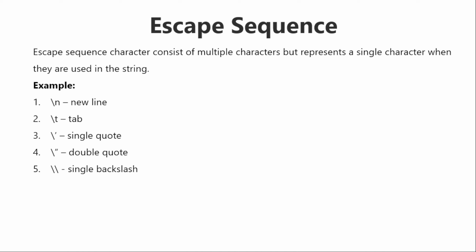I've explained them within 5 examples here. These are the commonly used escape sequence characters: slash n, slash t, backslash with single quote, backslash with double quote, and a double backslash. If you want to print a new line, you can use slash n. If you want to create a tab space, you can use slash t. If you want a single quote, you can use backslash and single quote. If you want double quotes, you can use backslash and double quotes, and if you want a single backslash, you can use a double backslash.